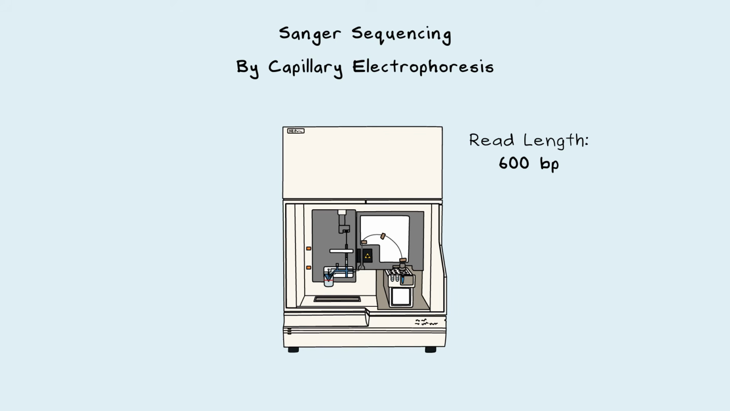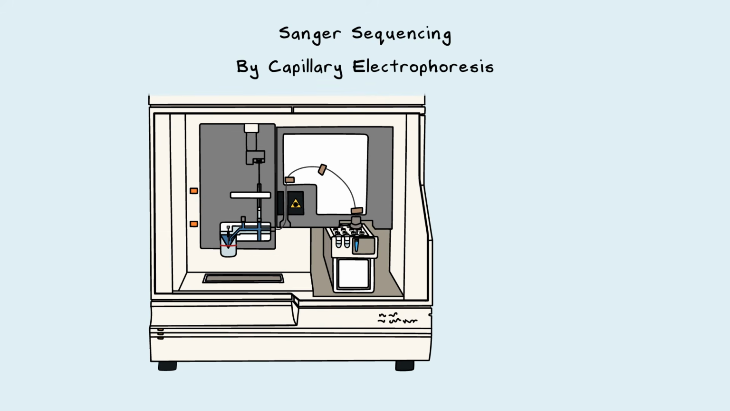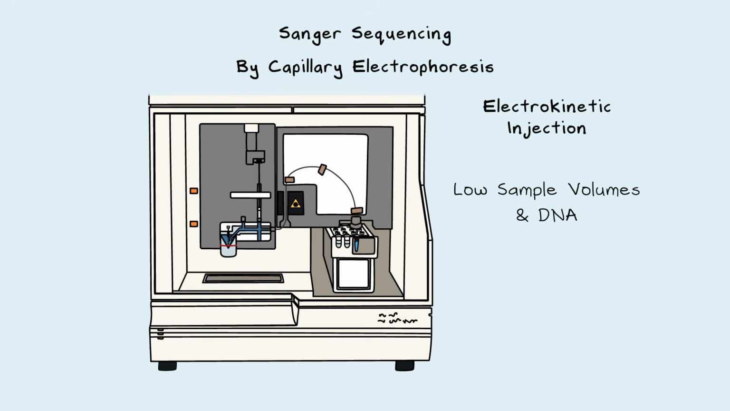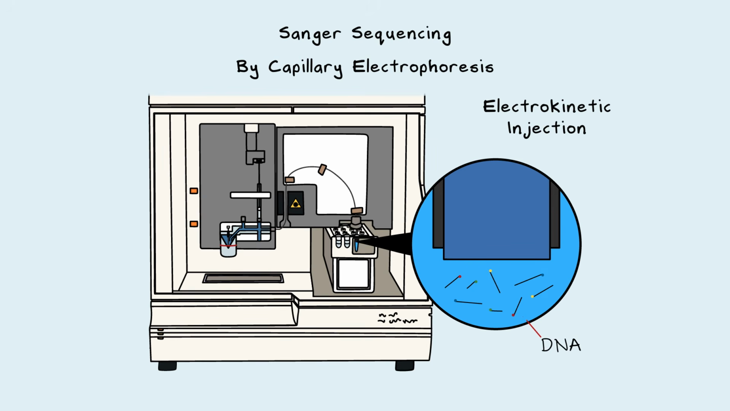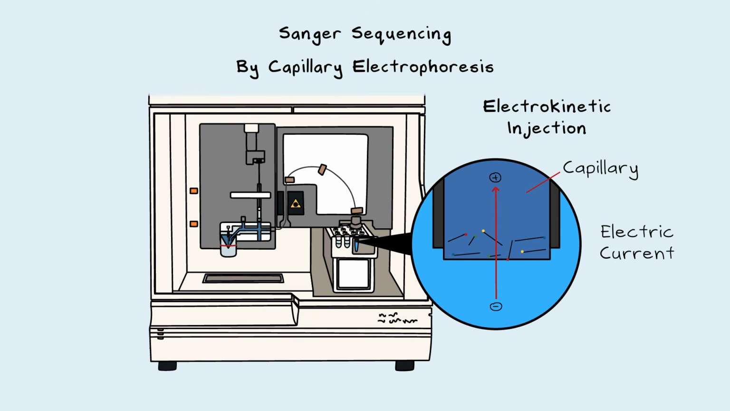The capillary also allowed automation of the sample loading. Up to 96 samples could be loaded in a plate on the system and left to run on its own. Due to electrokinetic injection, low sample volumes and amounts of DNA are needed. This is because DNA is pulled into the capillary by electrical current. The current concentrates it at the end of the capillary.